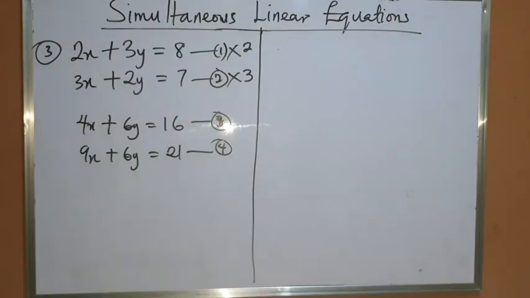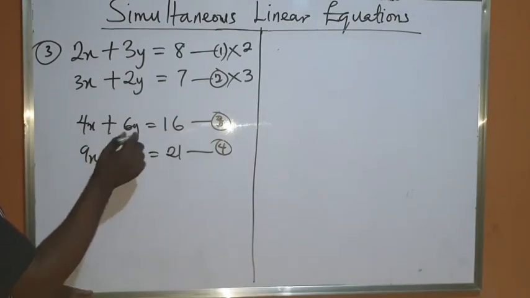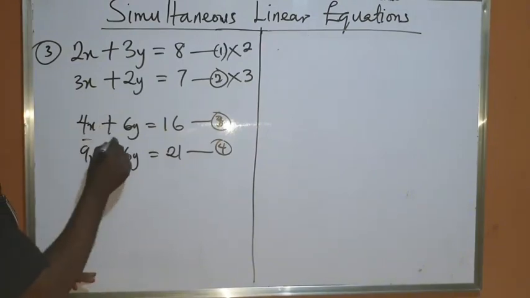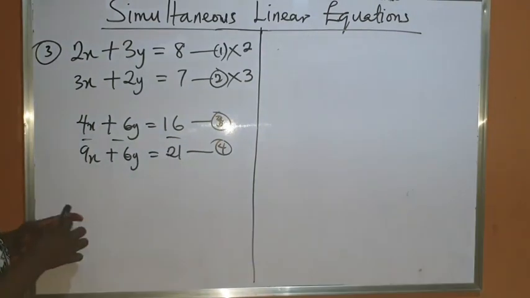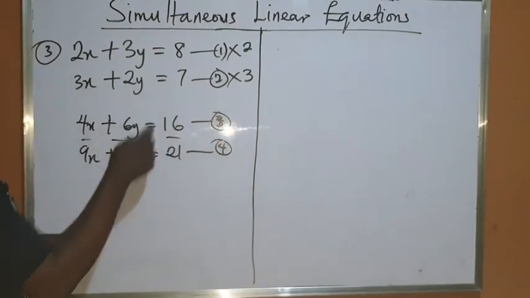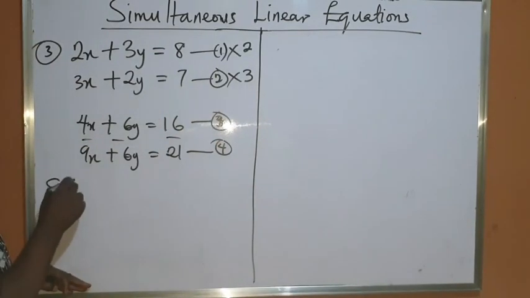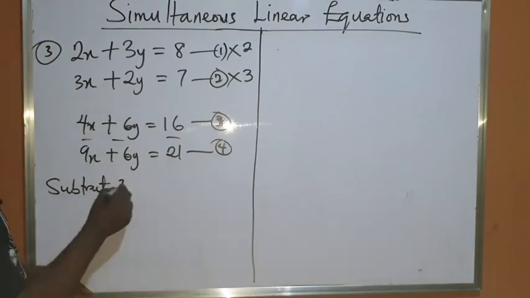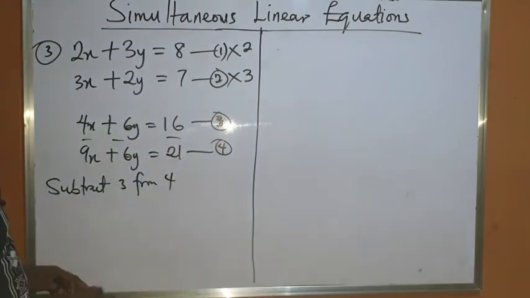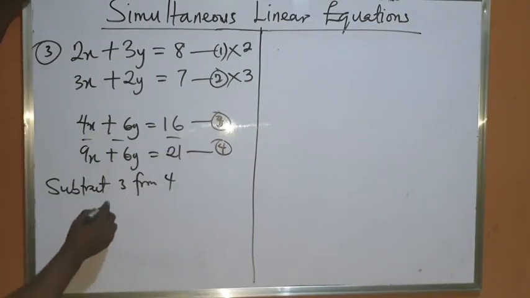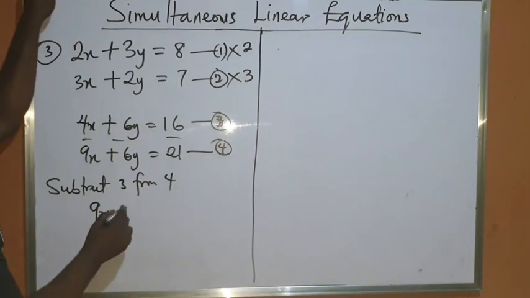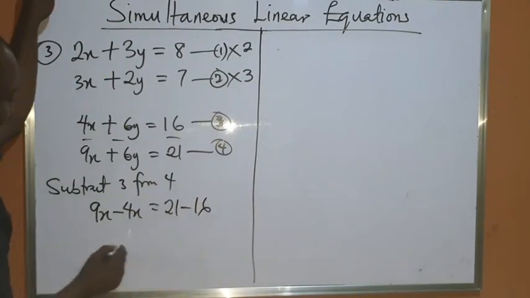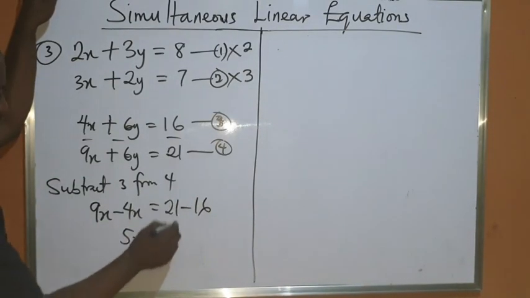So how do we eliminate this? This is also what? Minus. Because plus 6y minus plus 6y gives us 0. So we're going to subtract. And notice one thing, this is bigger than this, so it should be subtract 3 from what? From 4. So we are removing this from this. That's going to be 9x minus 4x equals 21 minus what? 16. So this gives us 5x equals what?